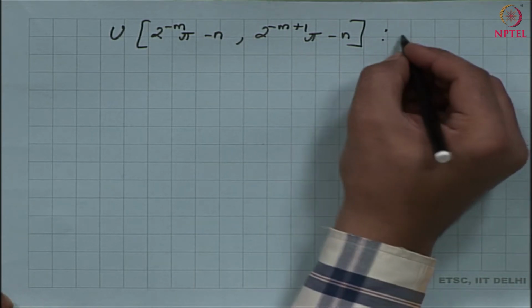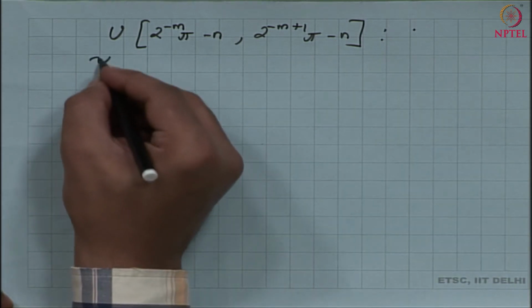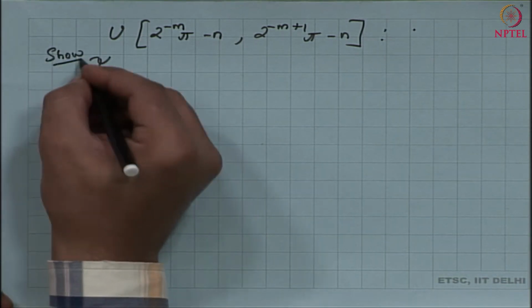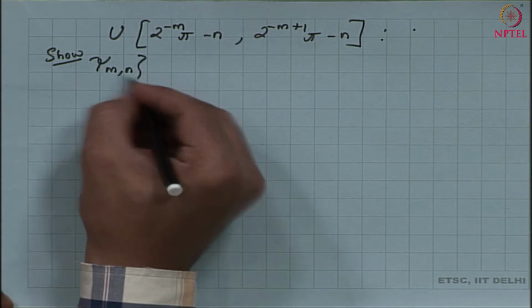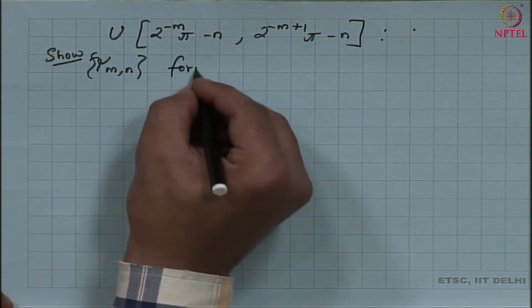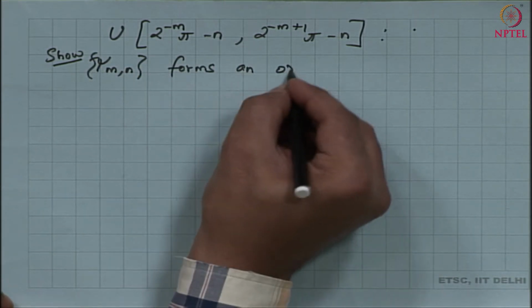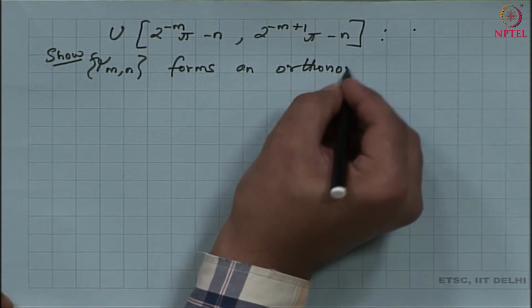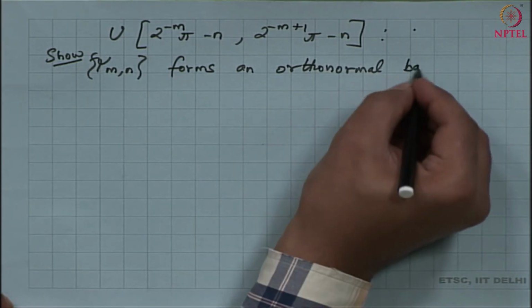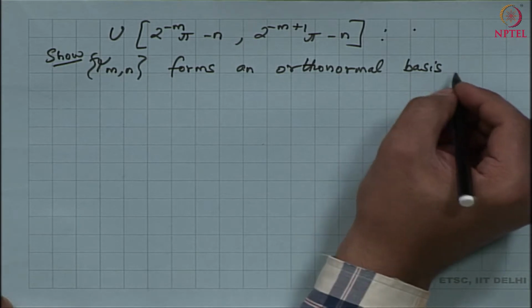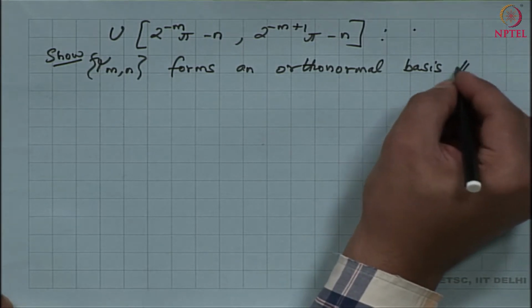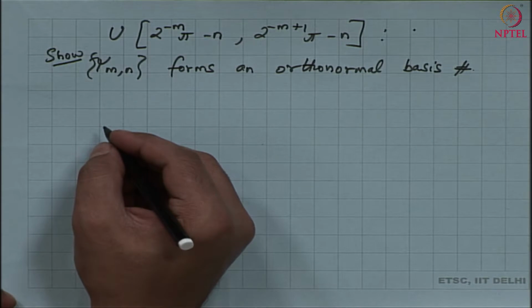So then I have to show that this definition of psi m n forms an orthonormal basis. If that is the case, then the definition makes sense for the Shannon wavelet.